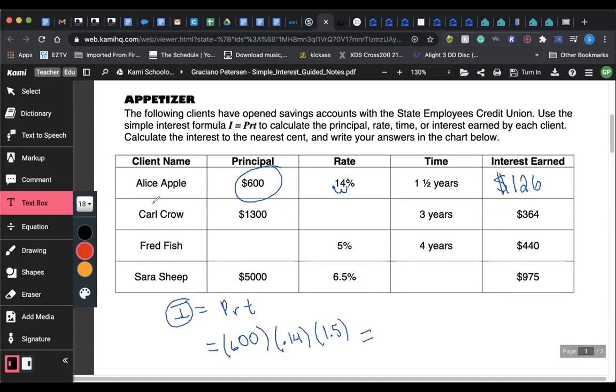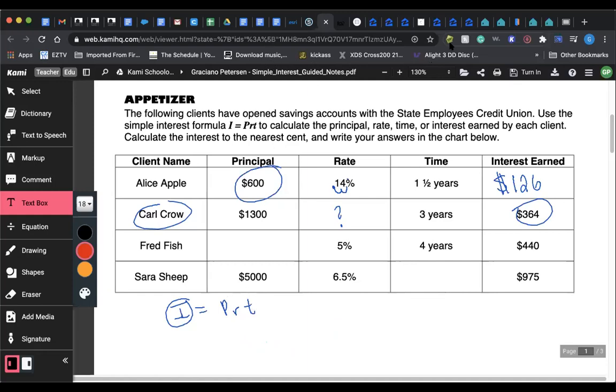For the second part, for Carl, we already know how much interest Carl has earned. What we're missing here is actually the rate. So we're going to need to figure out a way to change our equation so that we are figuring out the rate. So I'm going to take my eraser here and remove this information. What we're going to do is change our formula so that we have R equals instead of I equals. So we want to get the R by itself, okay?